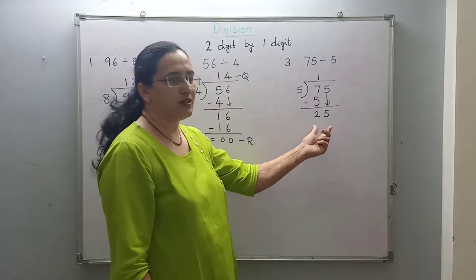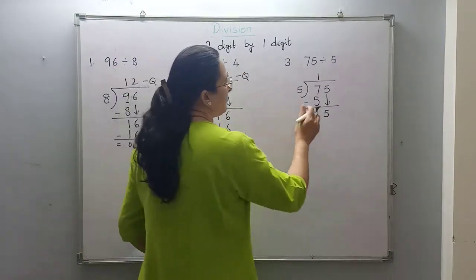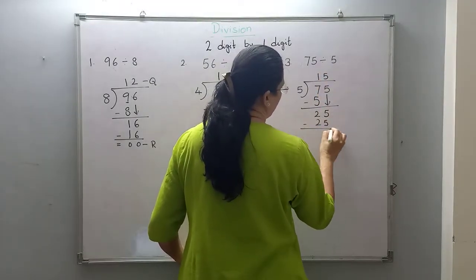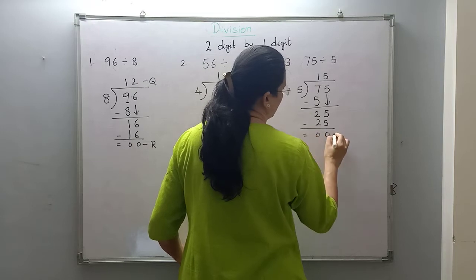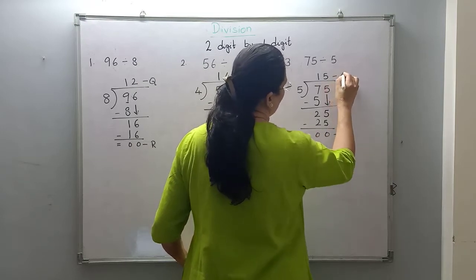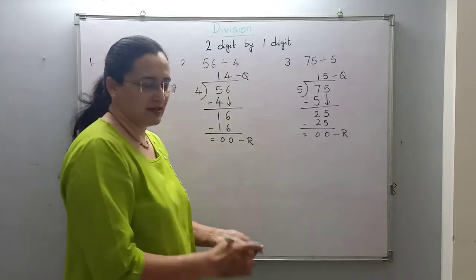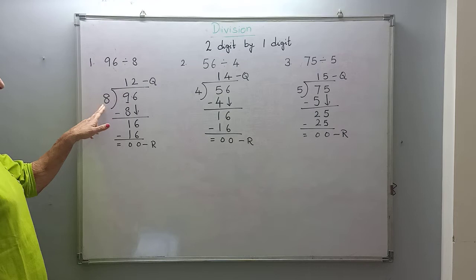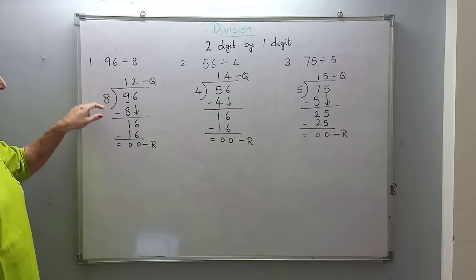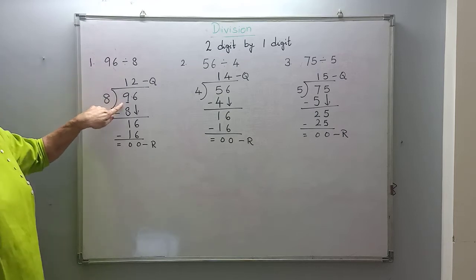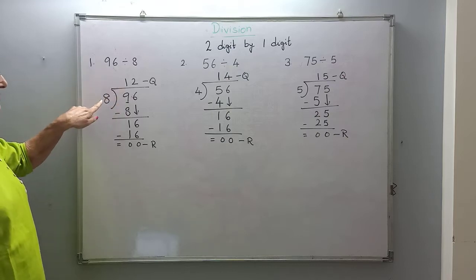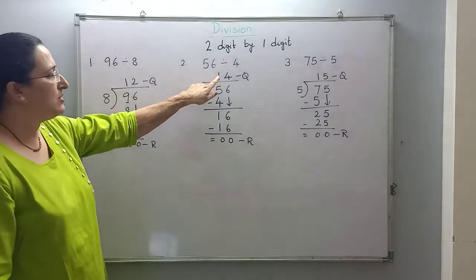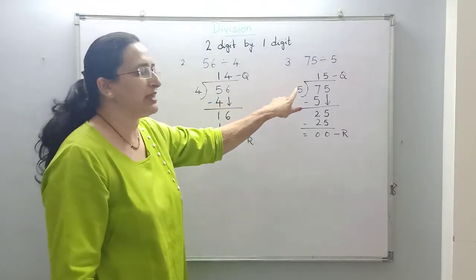It becomes 25 and it is 5 5s are 25. So again our remainder is 0 and our quotient is 15. Now here if you see, there is a relation between quotient and the divisor. When you multiply these both, you get the dividend. So it's 12 8s are 96 or 8 multiplied by 12 is 96. Same goes here. 14 4s are 56, 15 5s are 75.